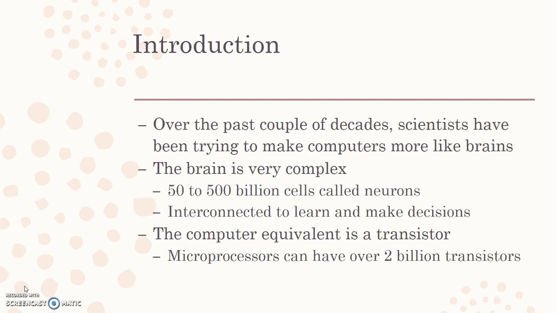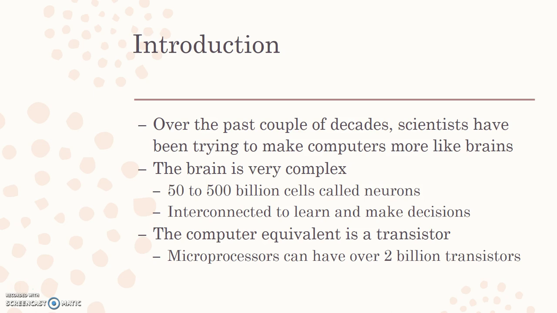So just as an introduction, over the past few decades, scientists have been making computers to mimic the brain functions. A little bit about the brain. The brains have between 50 and 500 billion cells called neurons. These neurons are interconnected and they are used to make decisions in the human body. If you trace the neuron's pathway, it's typically a linear path that you can follow.